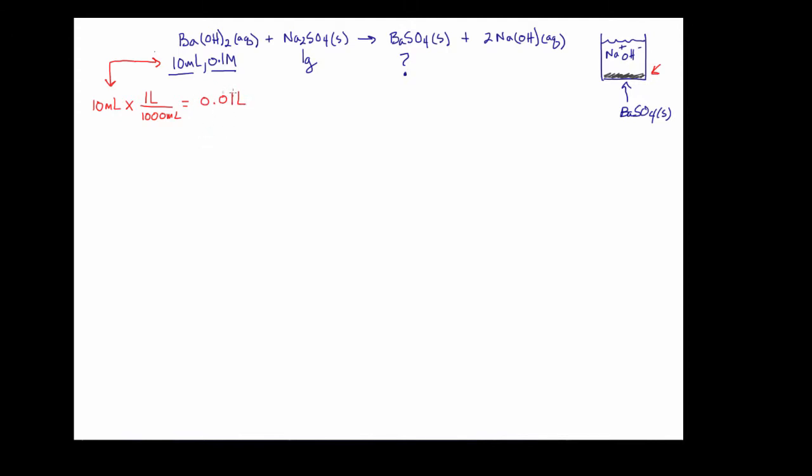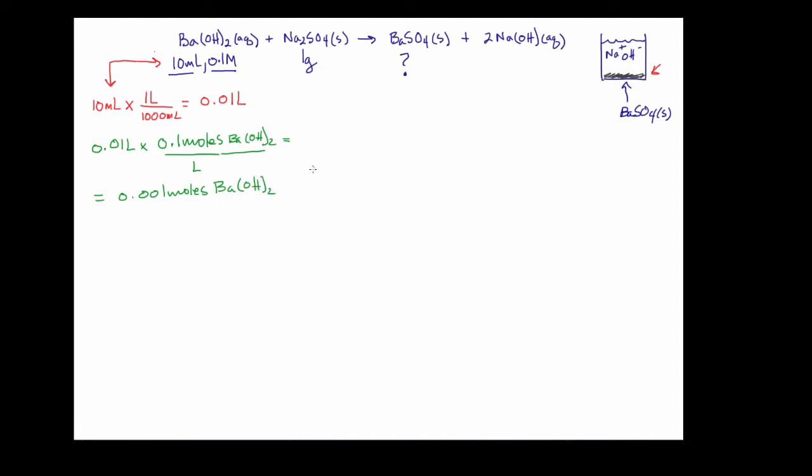Now we take the volume that we get, and remember that molarity is units of moles per liter. So to find the moles of barium hydroxide, we're going to take our volume, which is 0.01 liters, and multiply that times the moles per liter of the barium hydroxide. And what we get is 0.001 moles of the barium hydroxide.